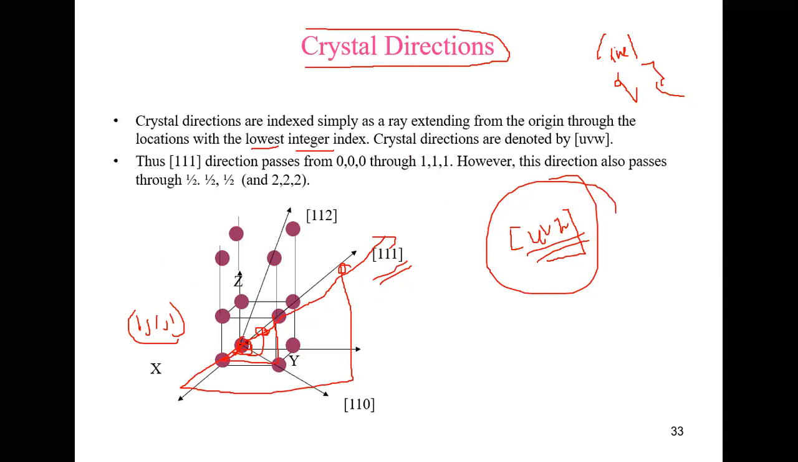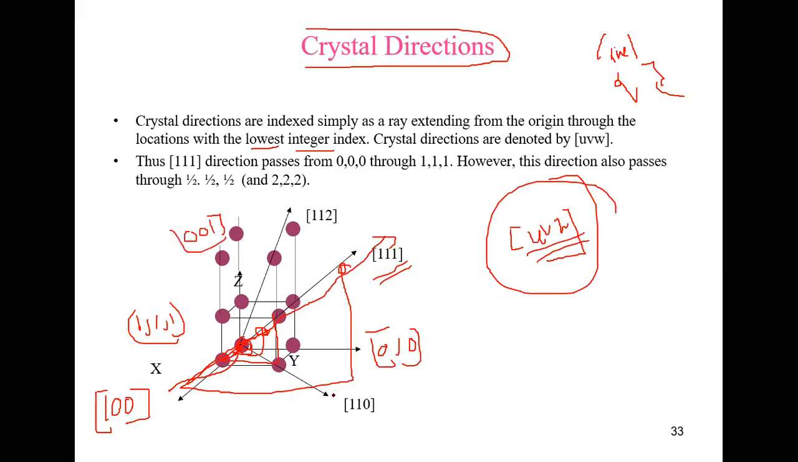Similarly, if I ask you to draw the direction of the x-axis, it will be 1, and there is no y and z, so it will be [100]. What is the direction of the y-axis? The direction of the y-axis will be [010]. The direction of the z-axis is [001], in square brackets.